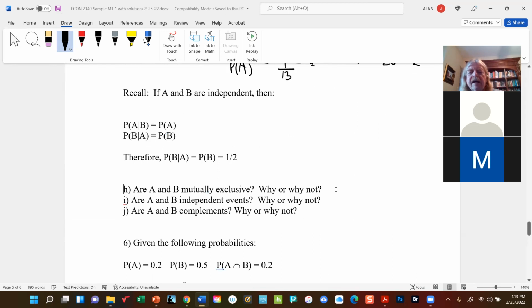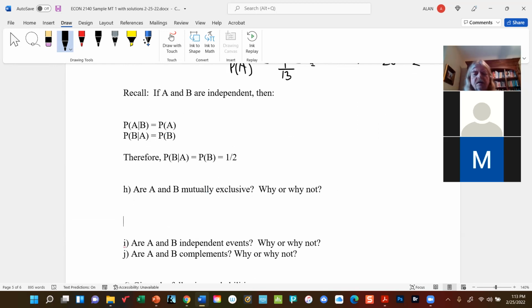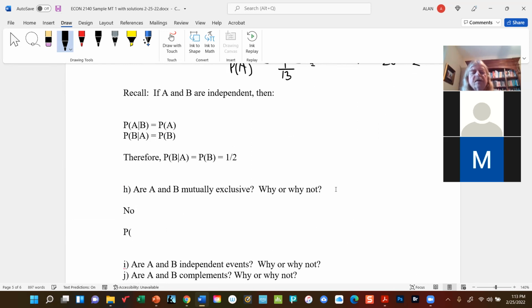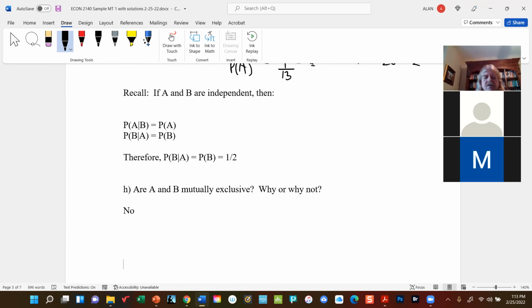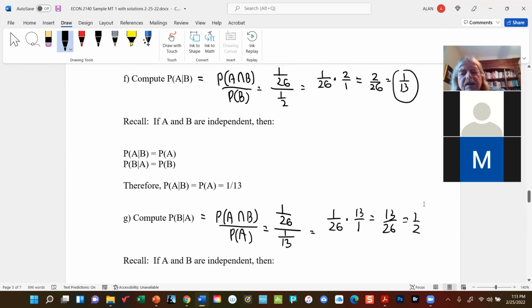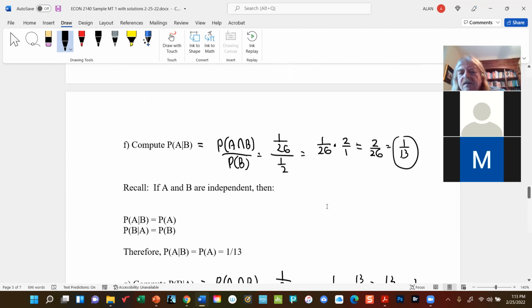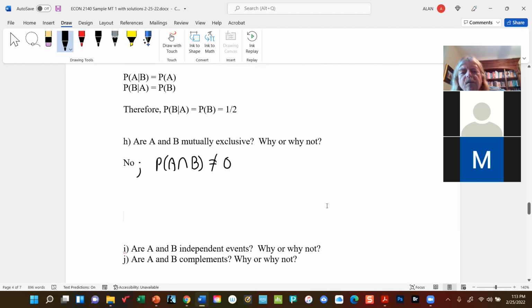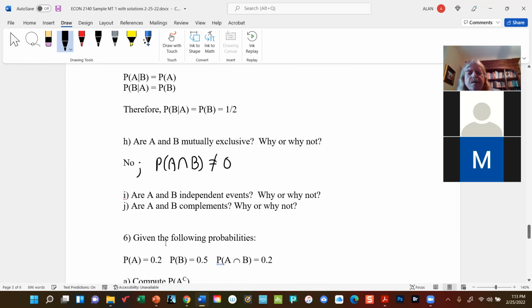Very good. Now, are A and B mutually exclusive? Why or why not? Well, they're not, because the probability of A intersect B is not equal to 0. In fact, we've already seen that it's equal to 1 out of 26. So therefore, the answer is no, because the probability of their intersection is non-zero.